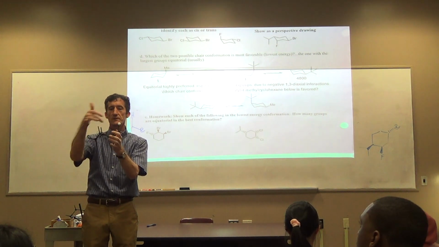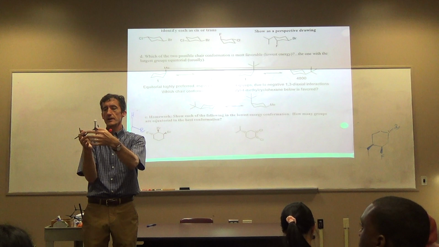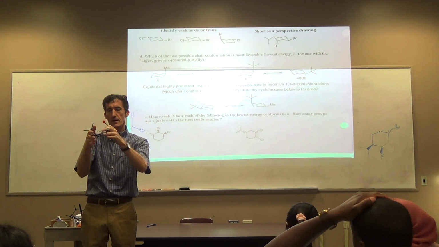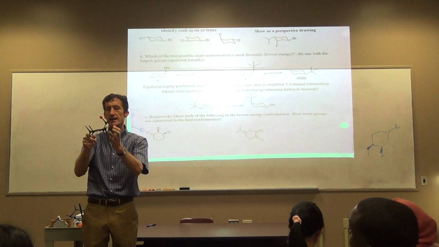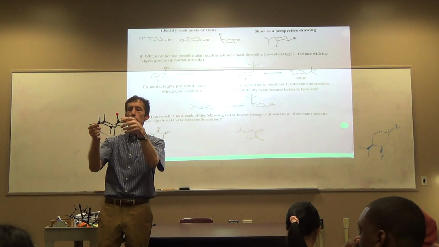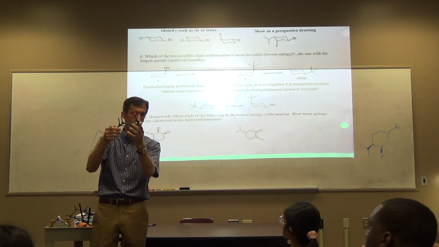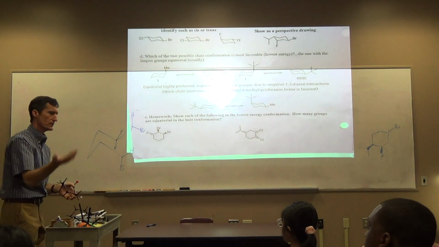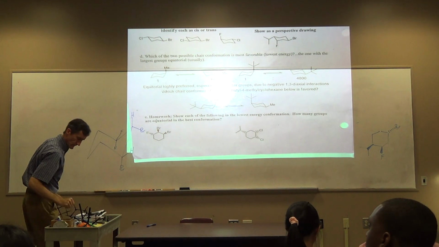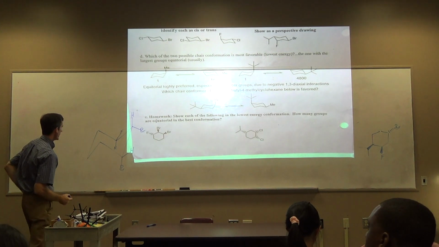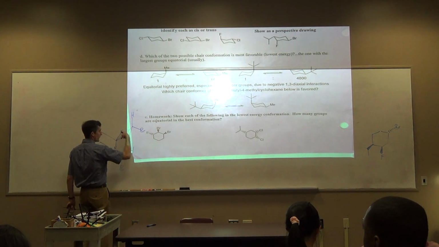If you move one end up, it doesn't matter which end. Here, let's move this end up, and the opposite end down. Now the red is axial and the white is equatorial. Ring flip moves axial to equatorial. All right? Right here, we'll see that.